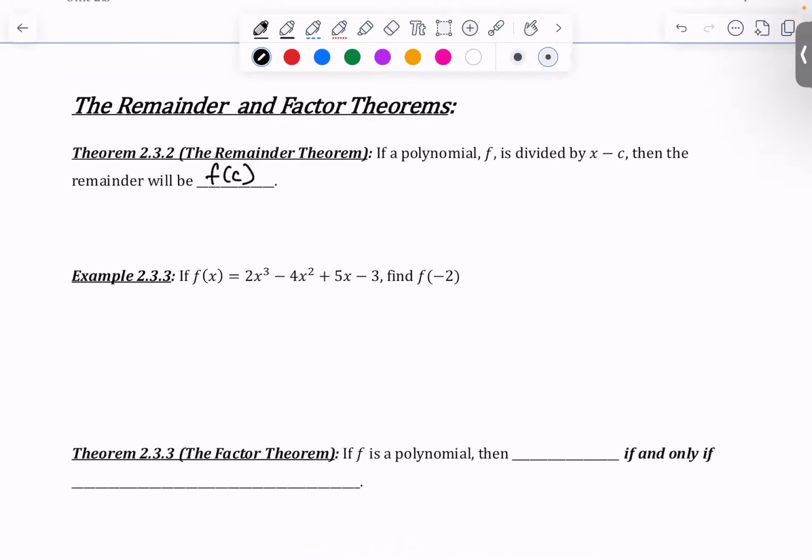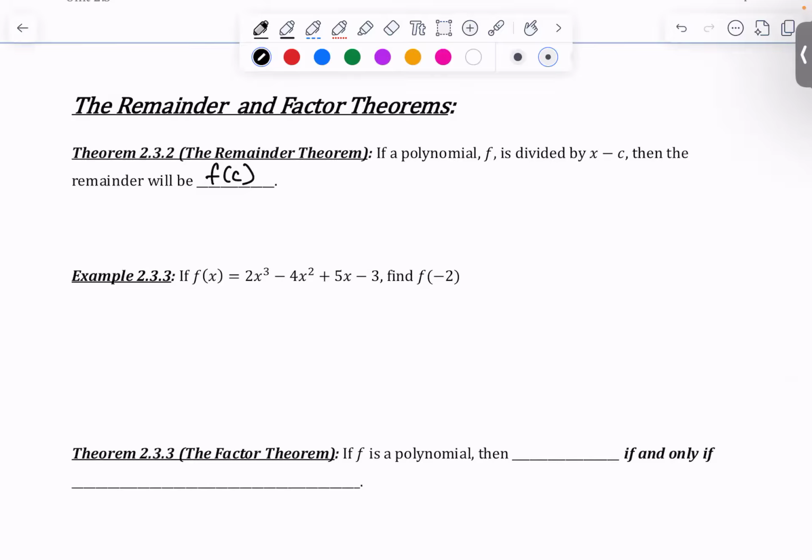This was very, very useful back in the day. Back in the day when we didn't have calculators, because mental math is not too terrible to do, this was a really, really useful way. So it says if f of x is equal to 2x cubed minus 4x squared plus 5x minus 3, find f of negative 2.